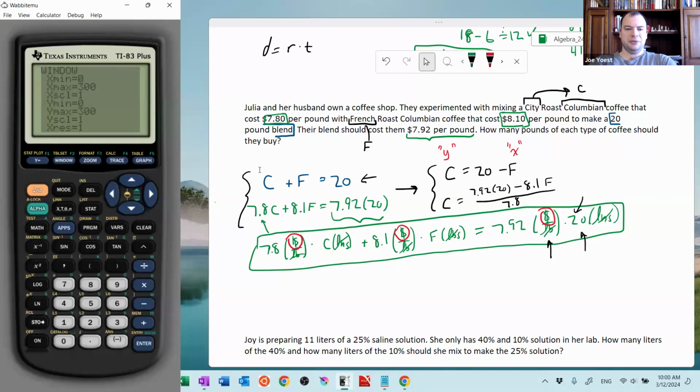What should my window be? Well, again, a reasonability condition. I'm mixing two different types of coffee together. I want to make a total of 20 pounds. Well, the least I can mix together is 0 pounds of one or the other. It would be kind of an absurd solution to say that I need negative pounds of one of them and a bunch of pounds of the other. And the most that I could put in of either of them is 20 pounds. So I go from 0 to 20 on both axes. That seems pretty reasonable.